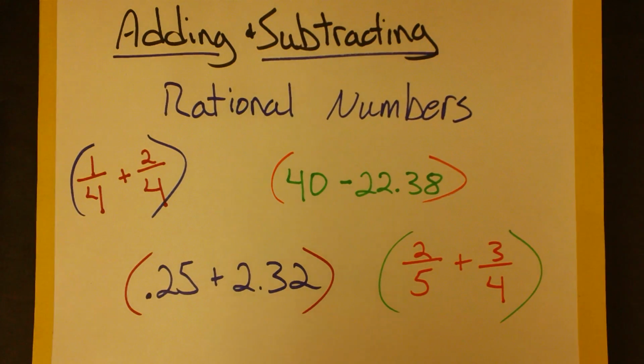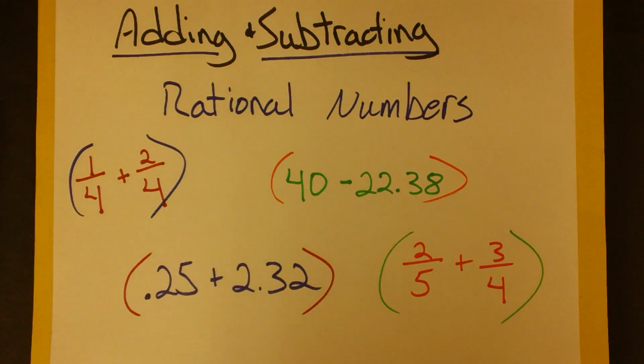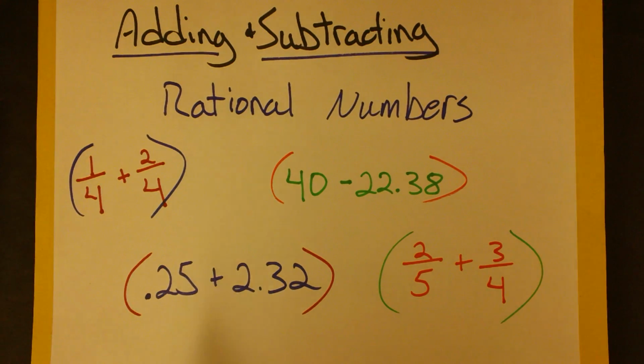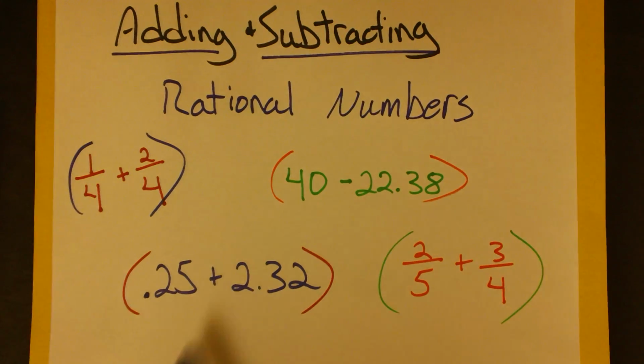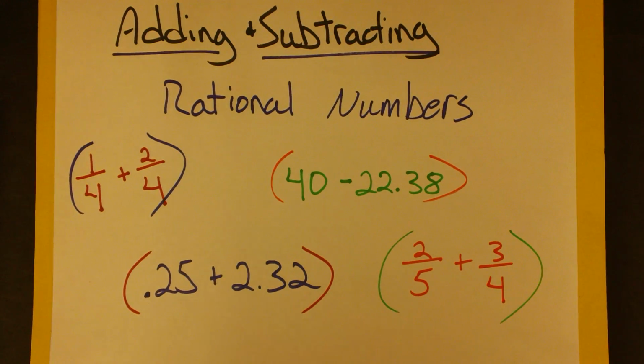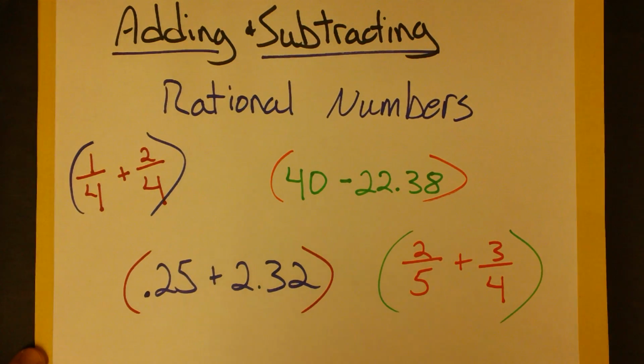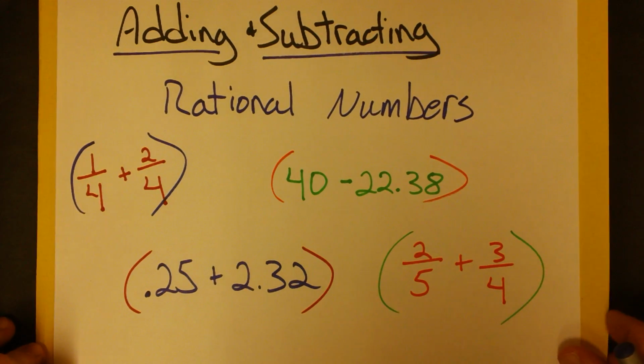In this video, we will be talking about adding and subtracting rational numbers. We'll be working with fractions, and we'll also be working with decimals. Sometimes our fractions have common denominators, and sometimes they have different denominators, and we're going to look at both examples.